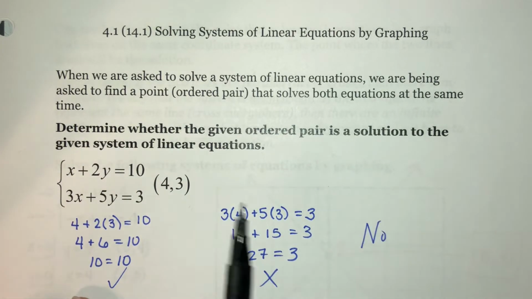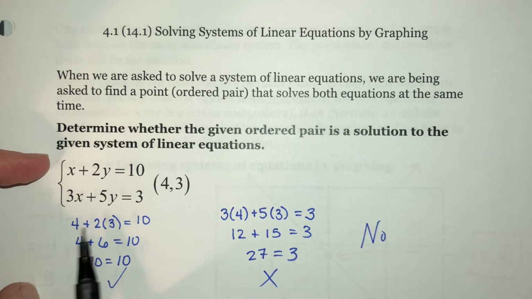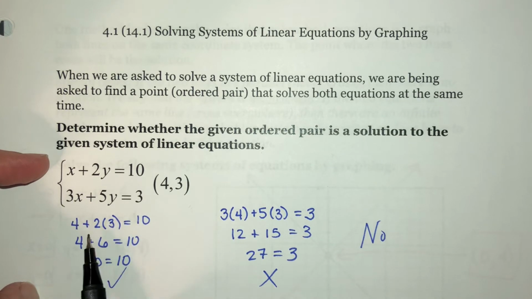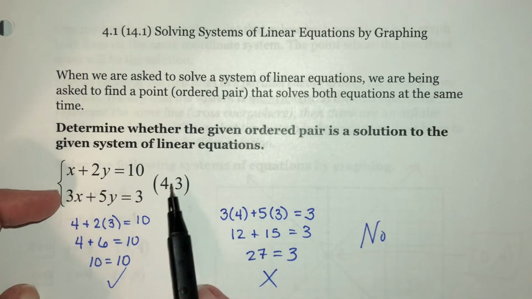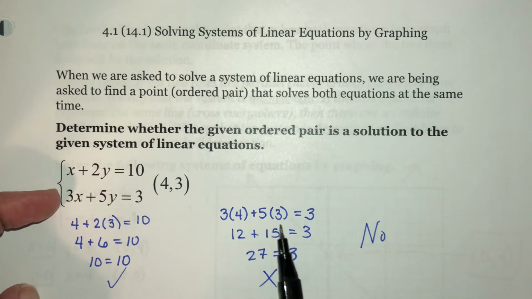So what we did was we took the 4 for this first equation, and this is our x, so I placed it where the x is, placed the 3 where the y was, and then we did our arithmetic. We ended up with 10 equals 10, which is true, so it worked here. Now that's not enough to say it works for the entire system. It has to work in both. So we had to do the same thing with our second equation. We plugged in 4 for x, 3 for y, we did our arithmetic, and we ended up with 27 equals 3. So that is not an answer.